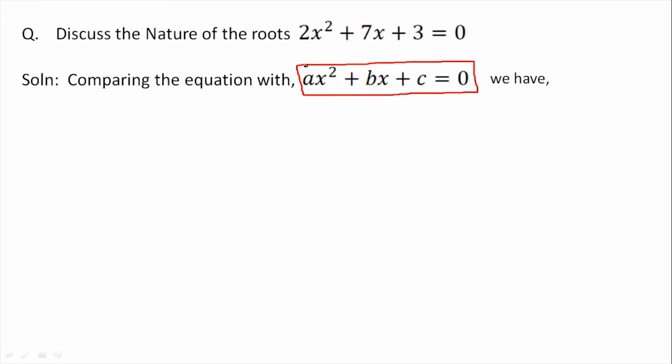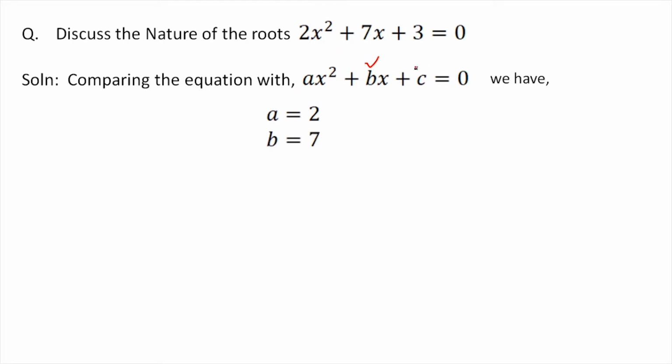After comparing this, what is the value of a? A will be equal to 2. What will be b? B will be 7. And what will be c? C will be 3. After comparing it with the standard equation, we get a to be 2, b to be 7, and c to be 3.